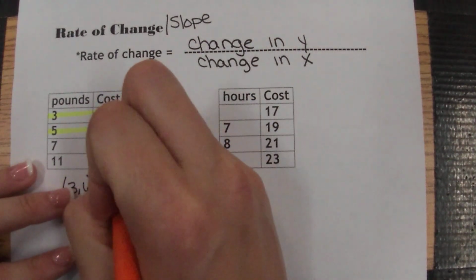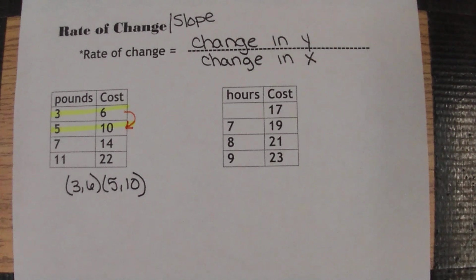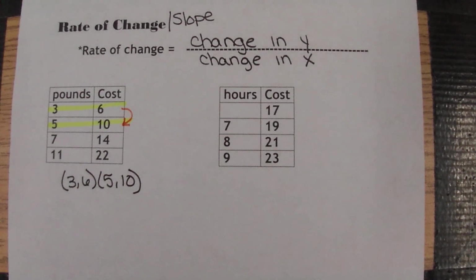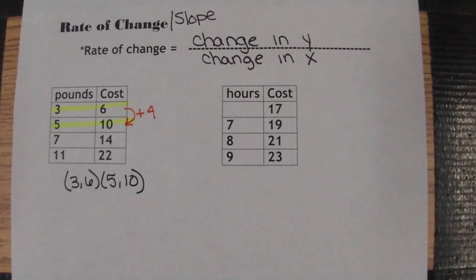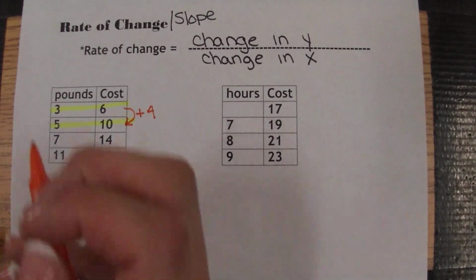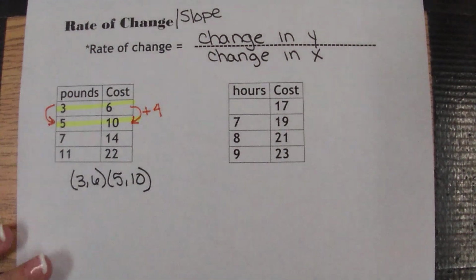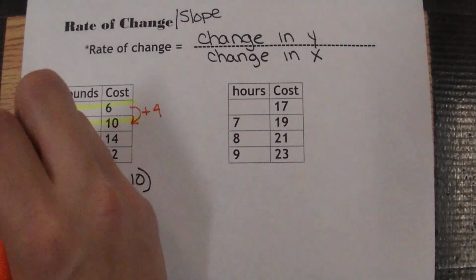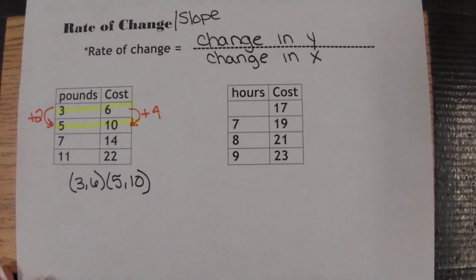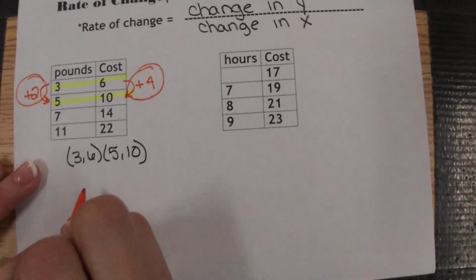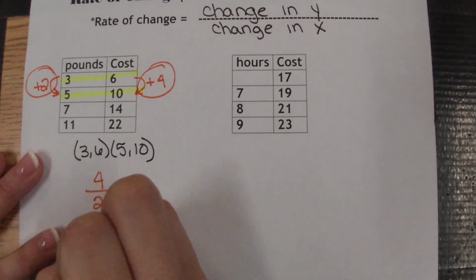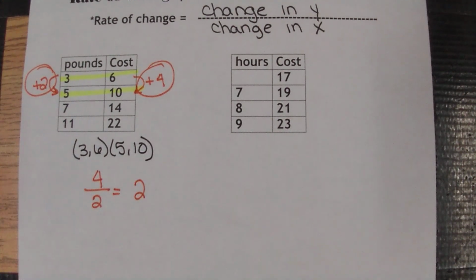If you do just want to stick to the table, you're going to ask yourself, what do I have to do to 6 to get to 10? It's always in the addition and subtraction world. Don't think multiplication. Okay, so there I'm going to add 4. And what do I do over here? I add 2. Remember rise, so the y over the x. So I'll get 4 over 2. Again, I'm going to reduce that, which is 2.